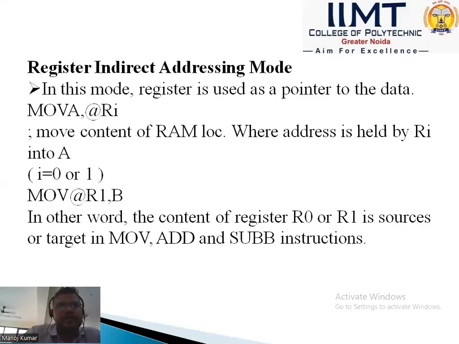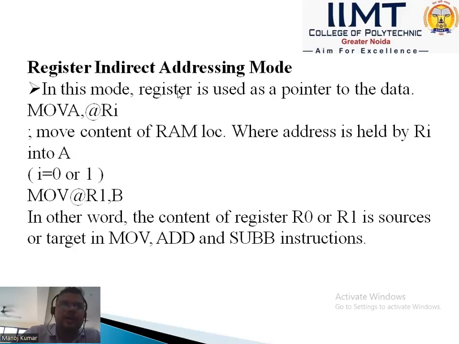Register indirect addressing mode. In this mode, a register is used as a pointer to the data. MOV A, @Ri moves the content of the RAM location whose address is held by Ri into A, where i equals 0 or 1. MOV @R1, B. In other words, the content of register R0 or R1 is the source or target in MOV, ADD, and SUBB instructions. This is register indirect addressing mode.